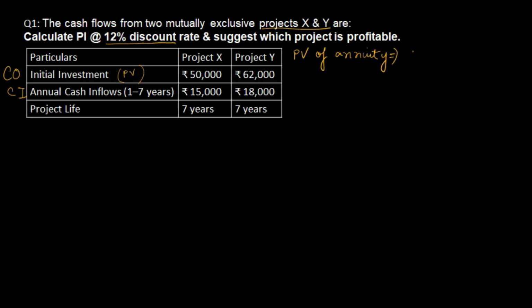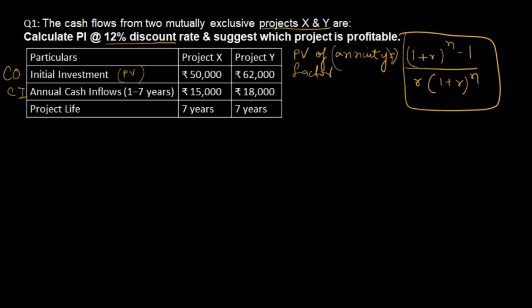The formula is the present value factor. In the annuity case, how can we find the present value factor? It is (1 plus r) to the power n minus 1, divided by r multiplied by (1 plus r) to the power n. This is the formula that we can use to find the present value. In this question, r is already given as 12% and n is 7 years.